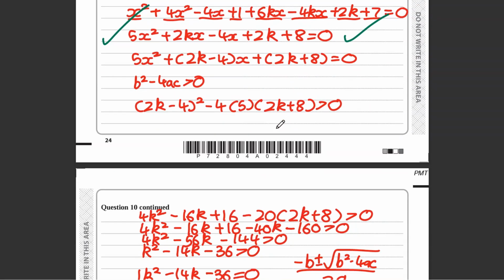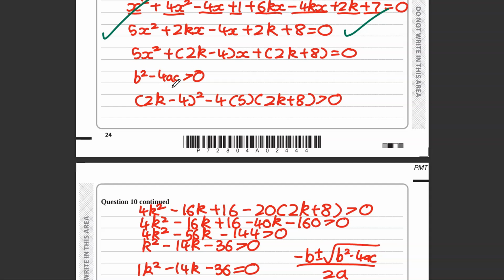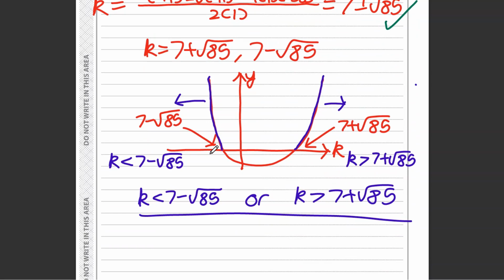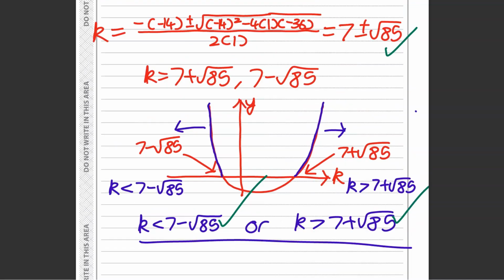You get the 3rd mark for using the discriminant here and trying to rearrange in order to get an inequality for k. You get another mark for showing this 7 plus or minus root 85 here. You get another mark for getting one of these inequalities here, and then you get the other mark for getting the other one.